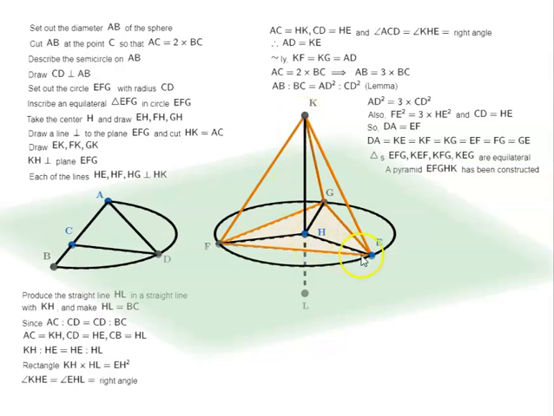Angle KHE and EHL, they are both right angles. So which means the semicircle described on KL passes through E. So let's draw that. And now, KL remaining fixed, if the semicircle is carried around and restored to the same point from which it began to be moved, then it also passes through G and F. So let's do that.